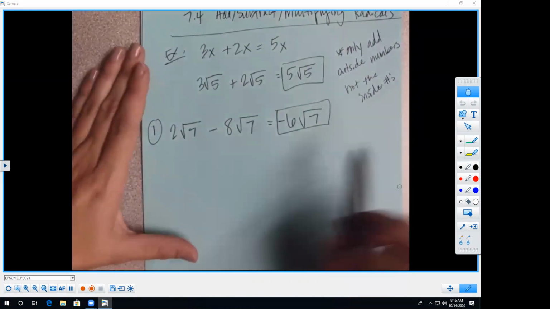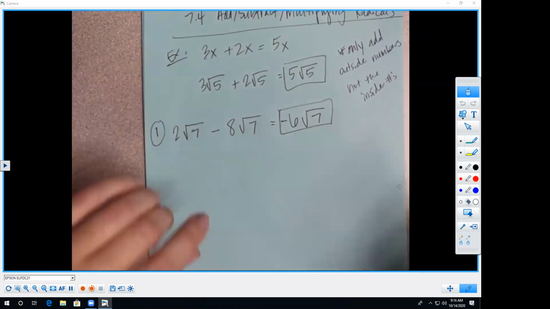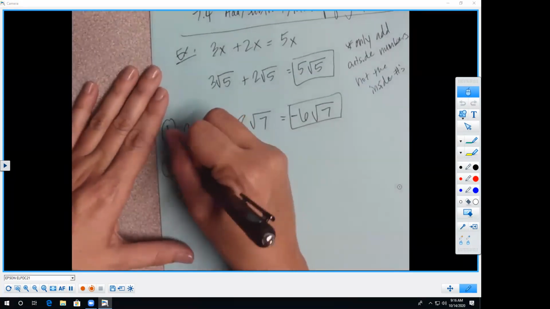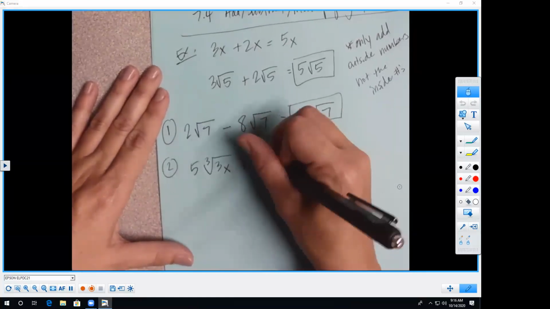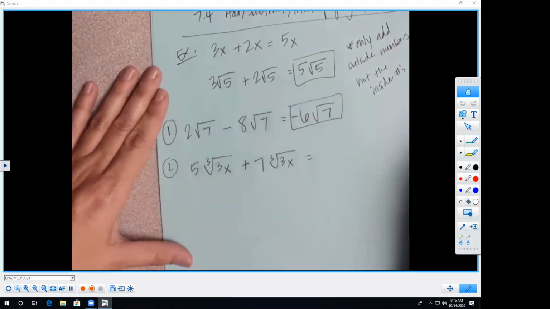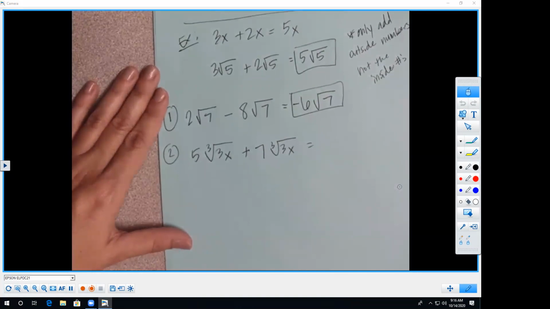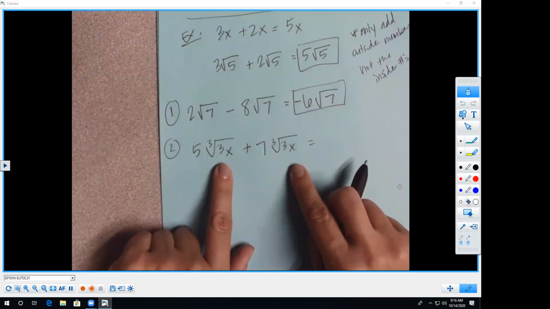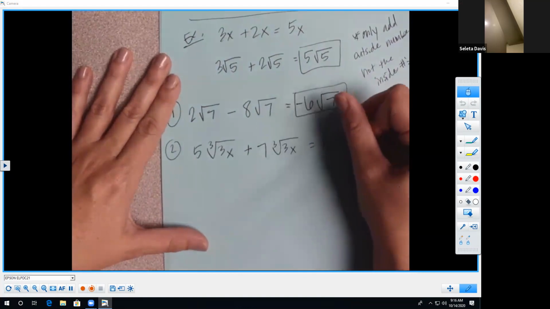The thing here that you have to remember is the root has to be the same, the number inside the root and the actual root. Like I couldn't do a square root of 7 and a cube root of 7. It has to be the exact same thing. So if I had 5 times the cube root of 3x plus 7 times the cube root of 3x, I can add those together because they both have the cube root of 3x. I'll just add the numbers on the outside. What's 5 plus 7? 12 times the cube root of 3x.